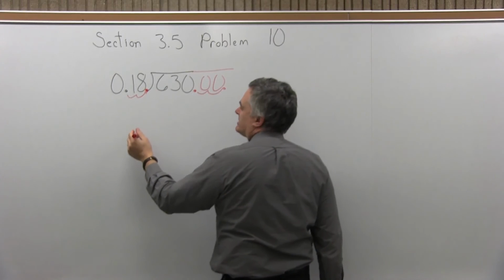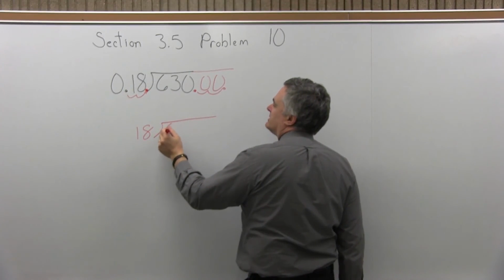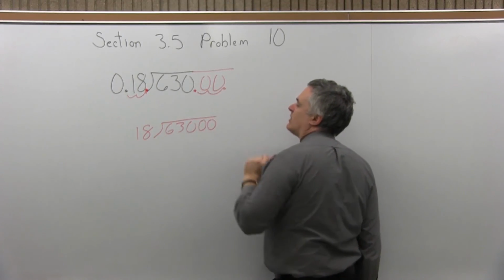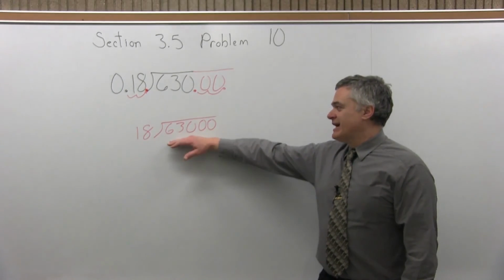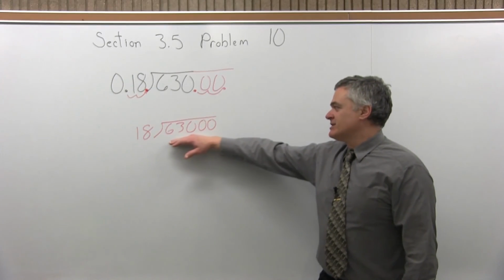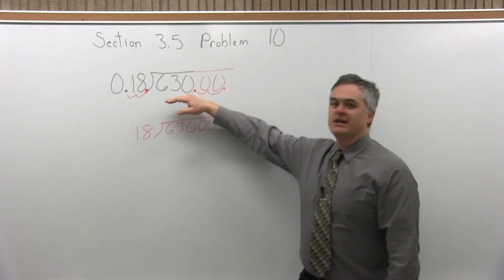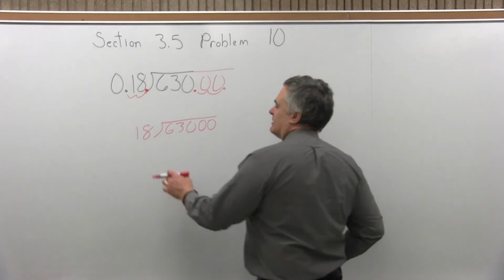So that rewrites the problem basically as 18 divided into 6, 3, 0, and then 2 more zeros. And whatever the answer is for that division problem, 18 divided into 63,000, is the same answer for 0.18 divided into 630. So, do the division.